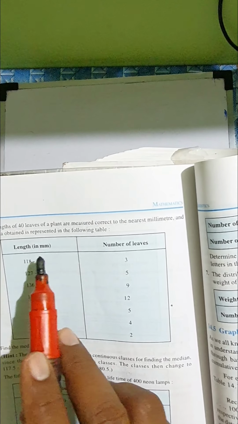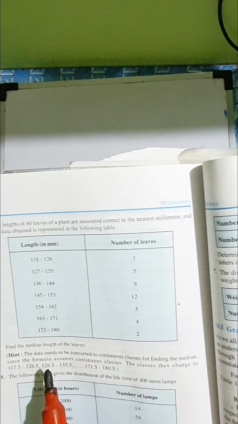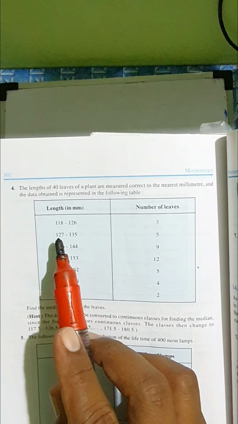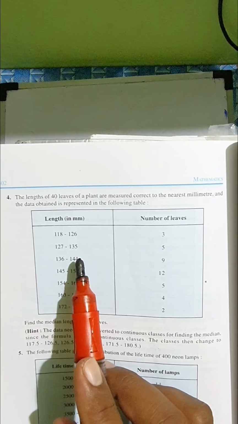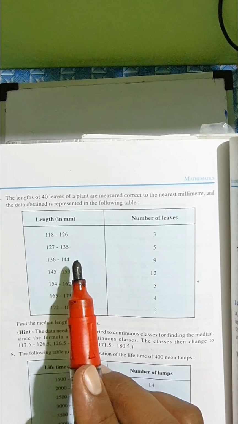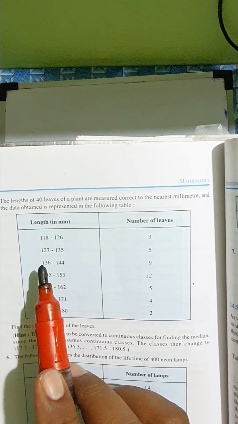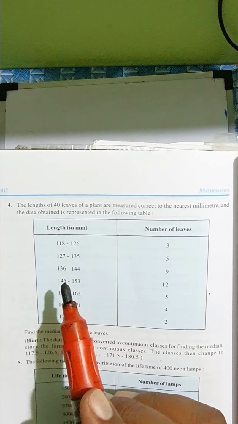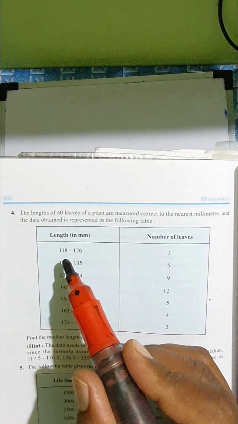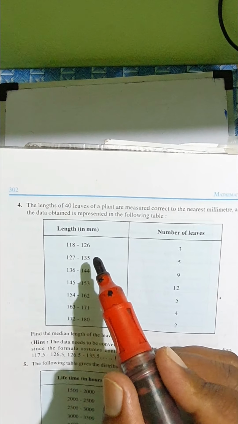Next, question number 4. The lengths of 40 leaves of a plant are measured correct to the nearest millimeter. The data obtained is represented in the following table. Find the median length of the leaves. So here you can see 118 to 126, then 127 to 135. So this is not a continuous frequency; we have to make it continuous. After 126 comes 127, so that's why we need to make it continuous. What you have to do is subtract 0.5 from the first number and add 0.5 to the second number.